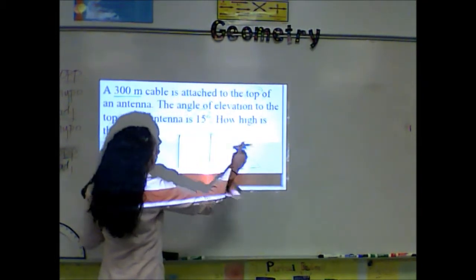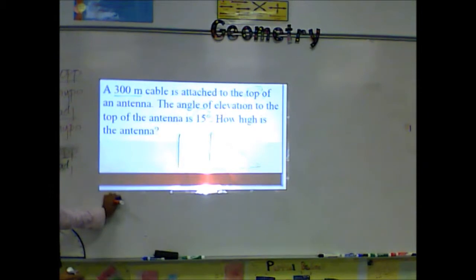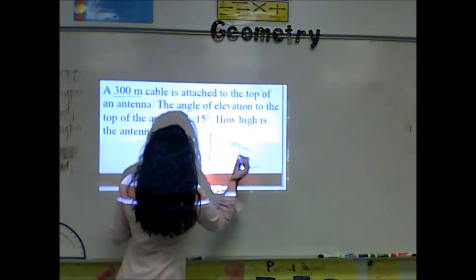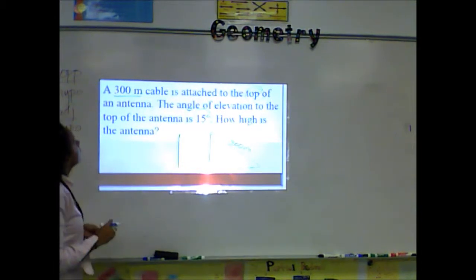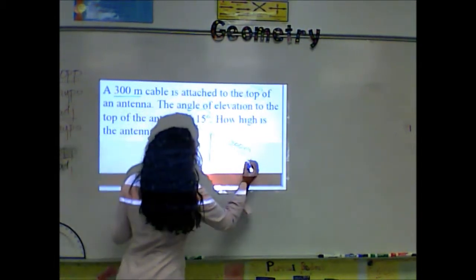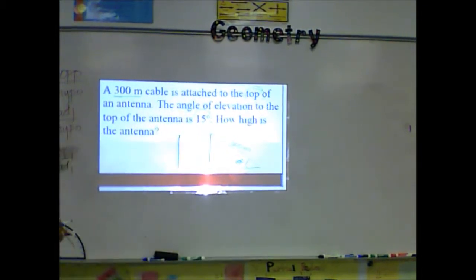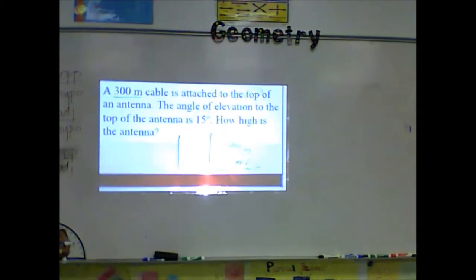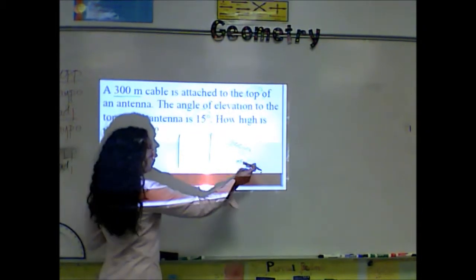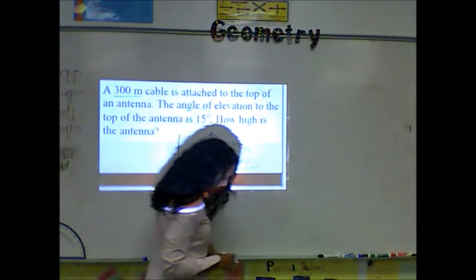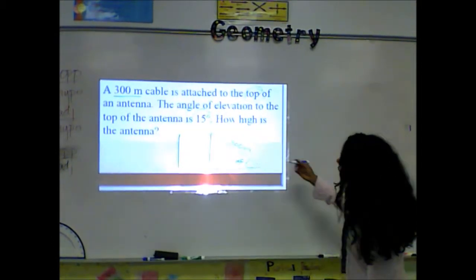Alright, so here's our cable right here. It's a 300-meter cable, so it's 300 meters long. We have an angle of elevation that is 15 degrees, and we're looking to see how high the antenna is. So if this is our angle, what other information were we given besides the angle? The hypotenuse, which is 300, right?